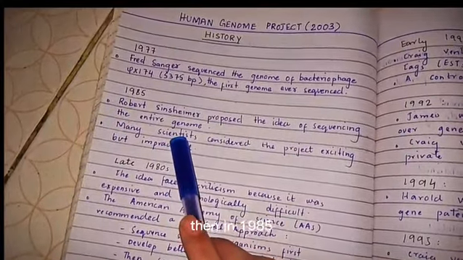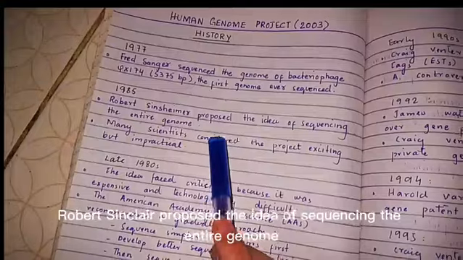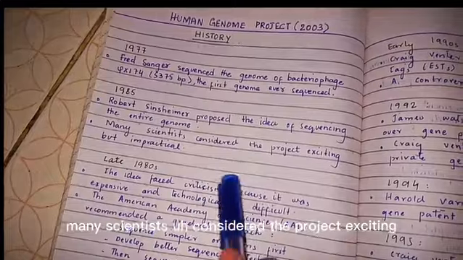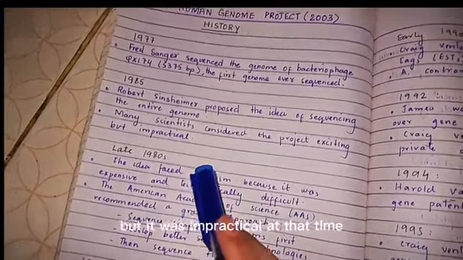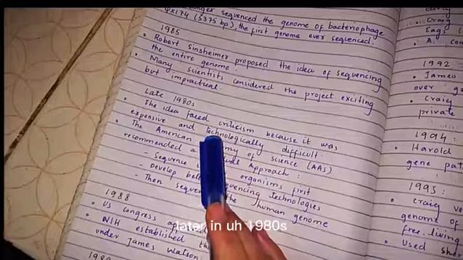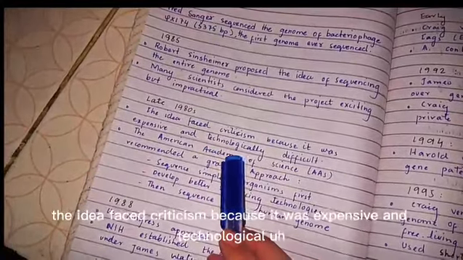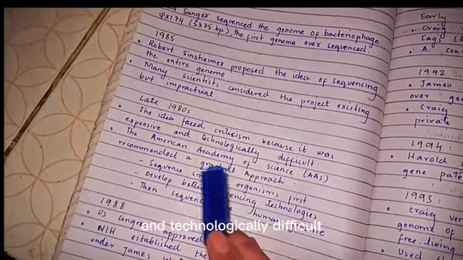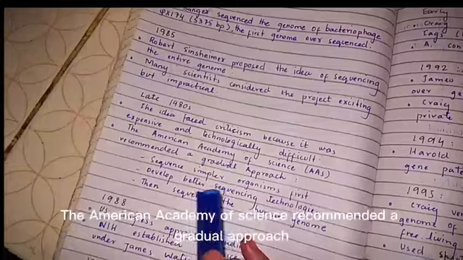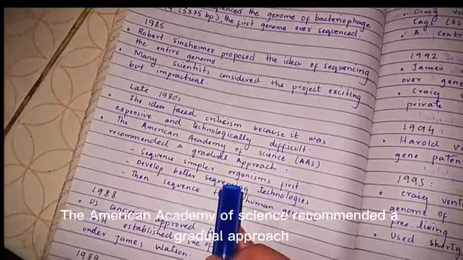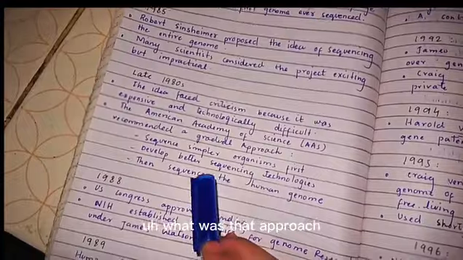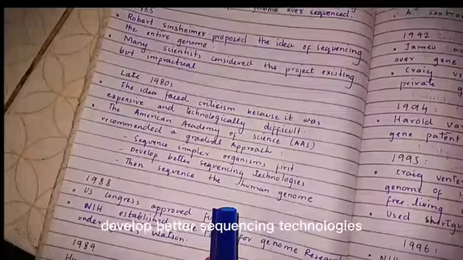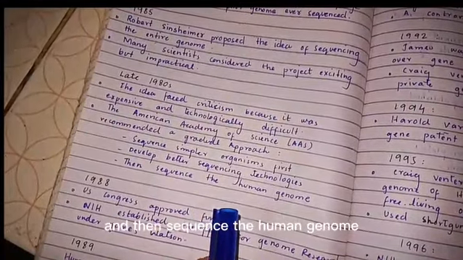Then in 1985, Robert Sinsheimer proposed the idea of sequencing the entire genome. Many scientists considered the project exciting, but it was impractical at that time. Later in the 1980s, the idea faced criticism because it was expensive and technologically difficult. The American Academy of Science recommended a gradual approach. What was that approach? That was: sequence simpler organisms first, develop better sequencing technologies, and then sequence the human genome.